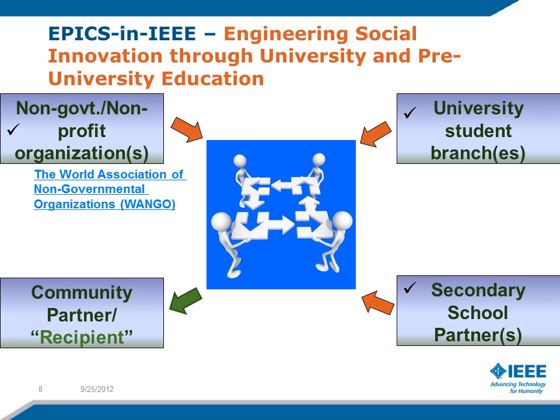For EPICS in IEEE, it is intended that the community or society at large serves as the eventual recipient or beneficiary through the support of the NPO or NGO. The NPO or NGO partnership is also envisioned to sustain the project, and with active cooperation with the student branch, the hope is also to achieve project maintenance in the long term.